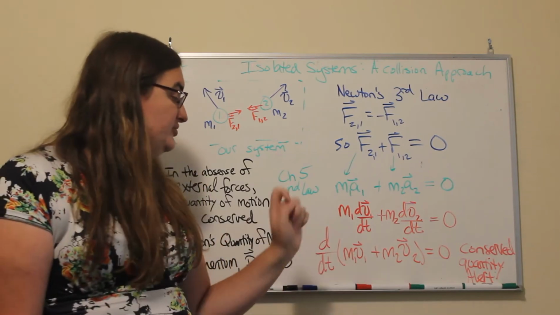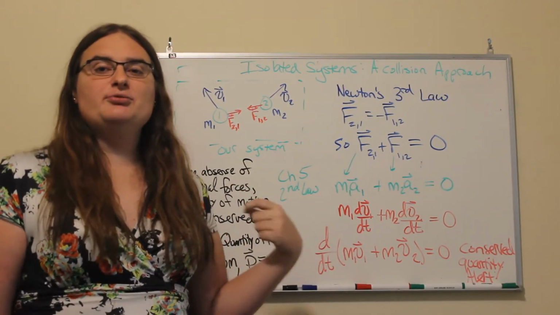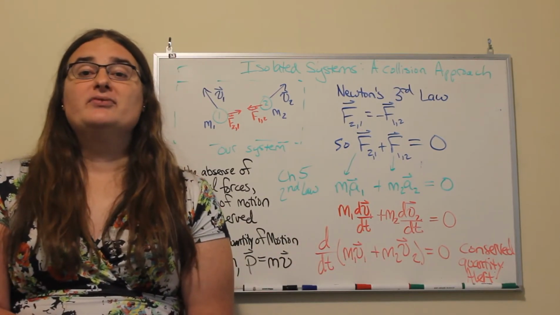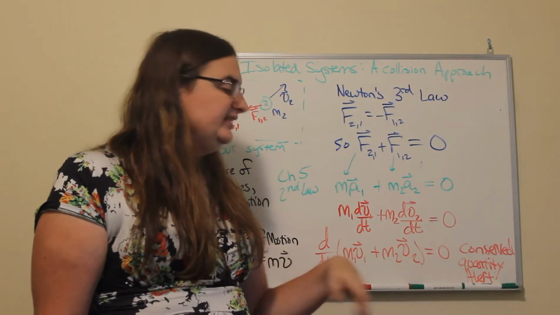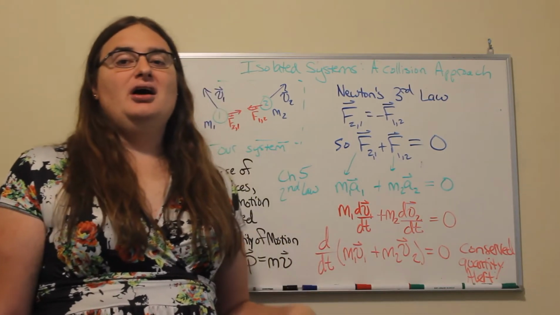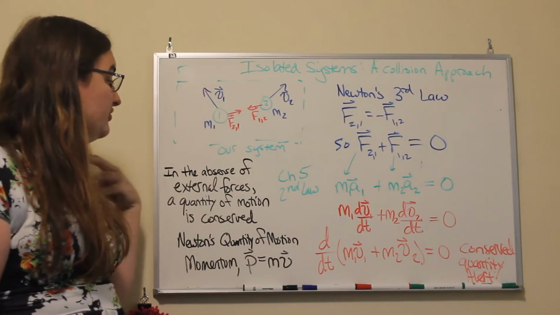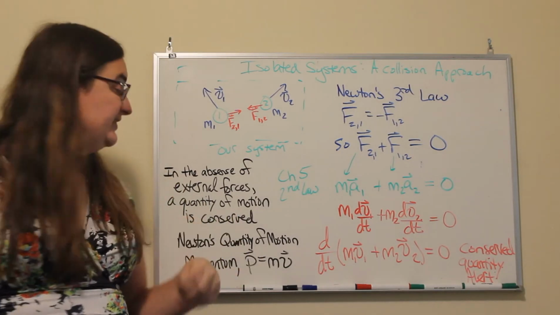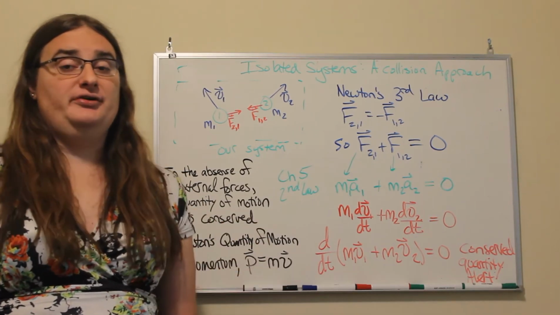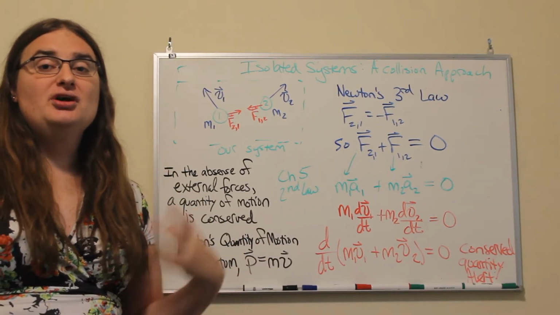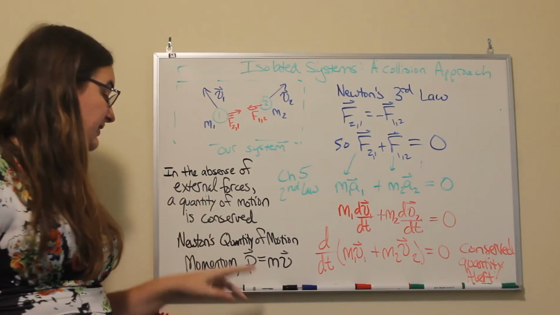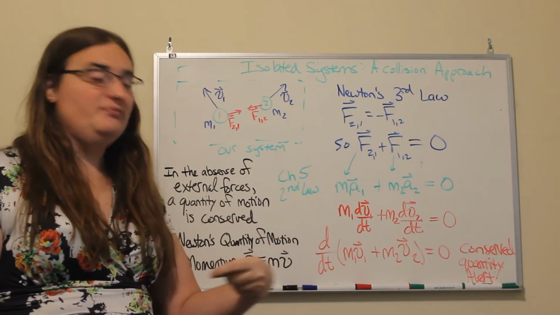And if you take a total derivative of something with respect to time and you get 0, you have a conserved physical quantity. And this actually leads us to a new way of expressing Newton's first law of motion. So the first law, remember we said, says in the absence of external forces, a quantity of motion is conserved. And Newton's quantity of motion wasn't the velocity, it's what we now call the momentum. And literally from Latin it translates quantity of motion.